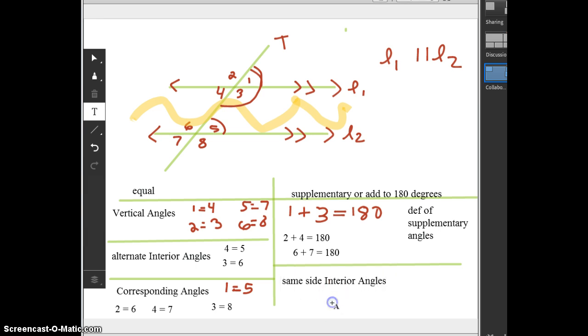They're on the same side of the transversal and they're interior. There's two sets of these. 3 plus 5 equals 180. Those are supplementary. Similarly, 4 plus 6 is equal to 180. These are the building blocks, we'll move this up a little bit, for our line proofs that we're going to get to in the next section.